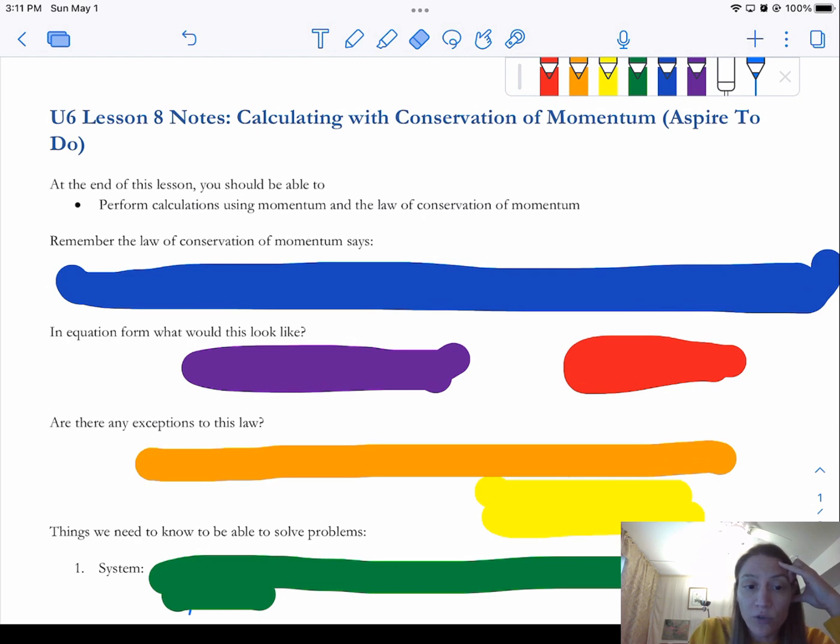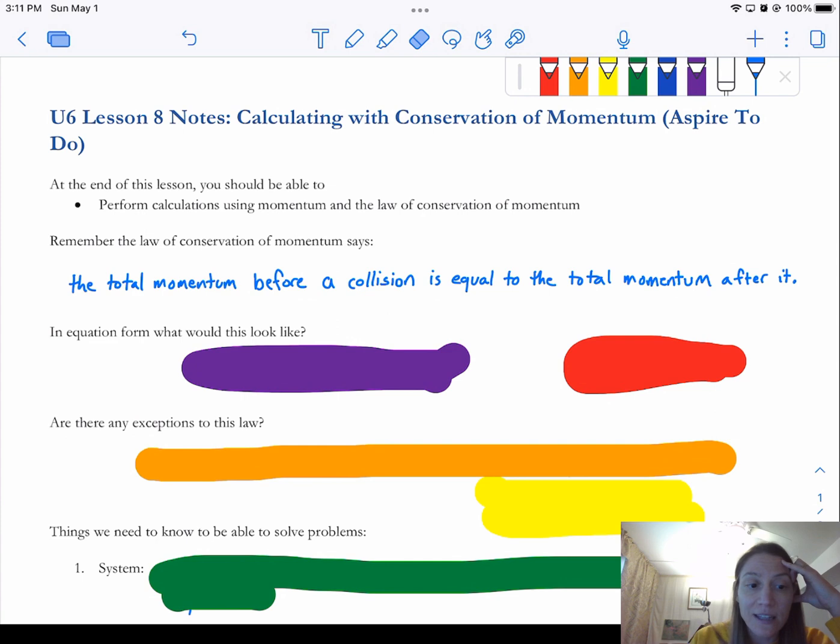The first thing we're going to do is remember what the law of conservation of momentum says. It says that the total momentum before a collision is equal to the total momentum after it. That could be any kind of collision, whether it's elastic or inelastic, or maybe it's not necessarily a collision, but an interaction that two objects have.